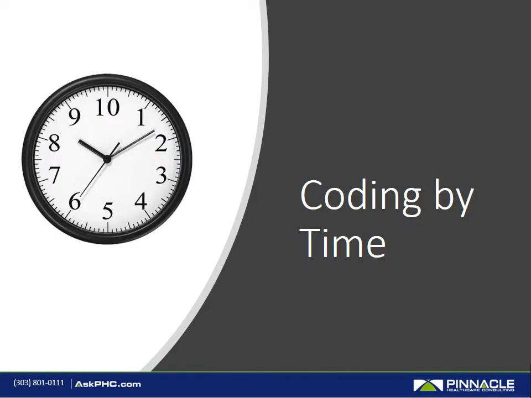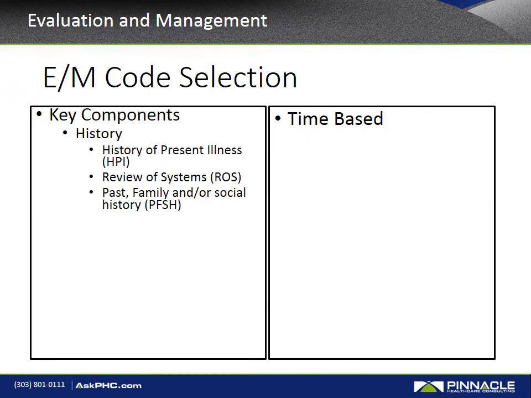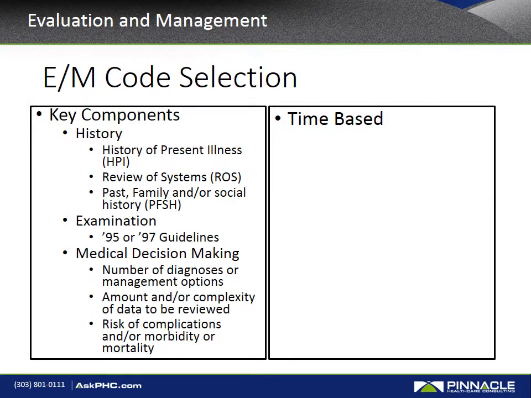Next, we're going to look at a few other examples of codes that can be or are billed based on time. There are two ways to select the appropriate level of an evaluation management code: key components or time-based. The key components of an evaluation management code are history, exam, and medical decision making.